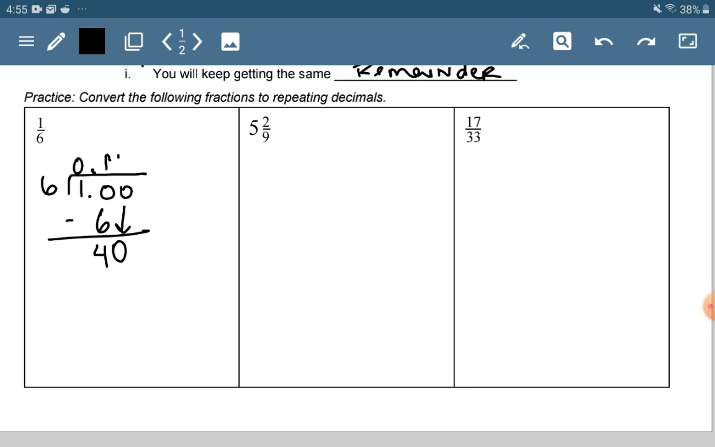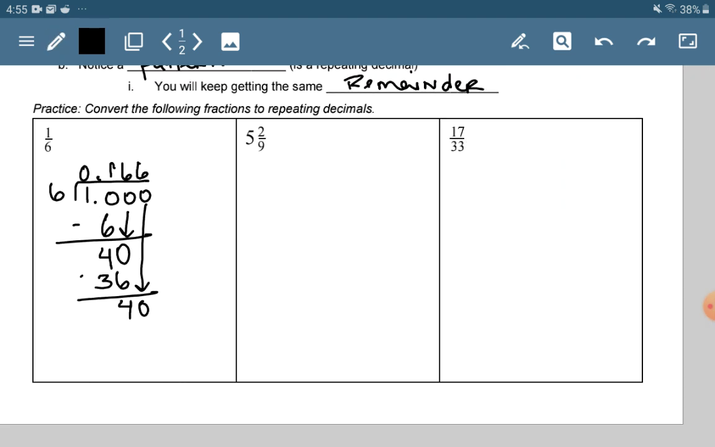6 can go into 40 6 times. 6 times 6 is 36. When I subtract, I get 4 left over. Add another 0 to bring down. I just did this. 6 can go into 40 6 times. With 4 left over, add another 0. 6 can go into 40.